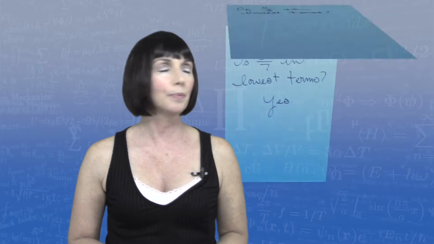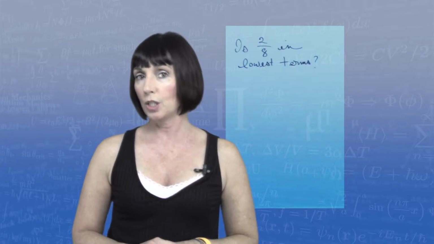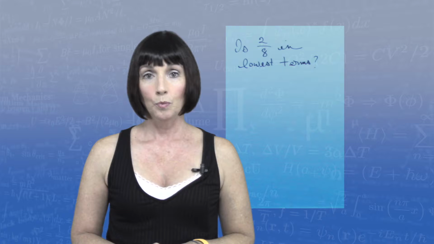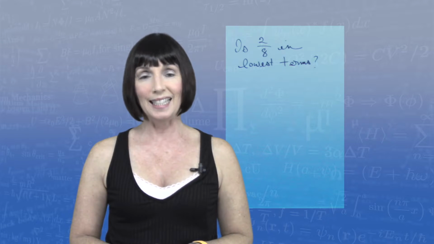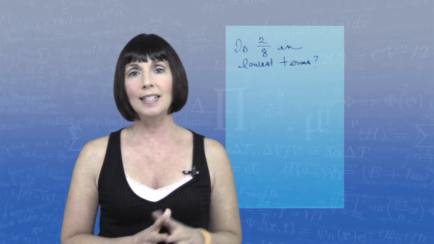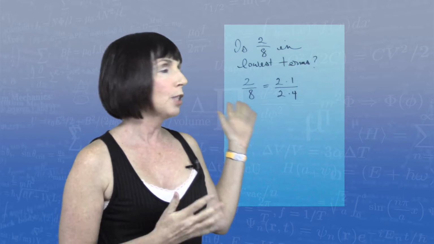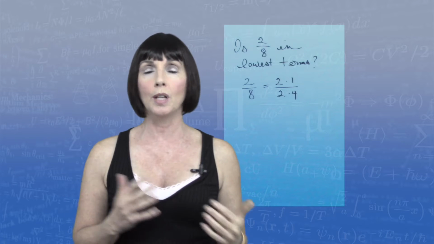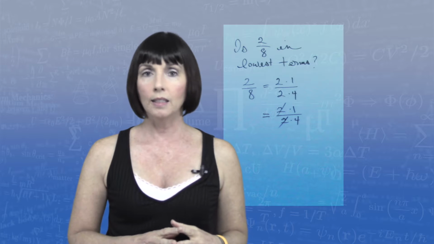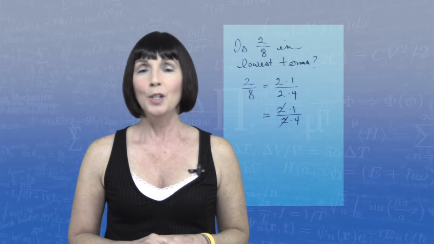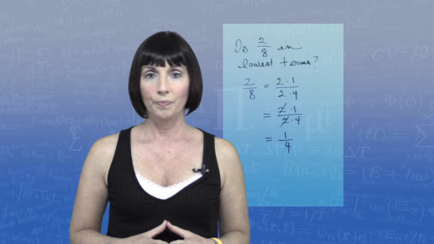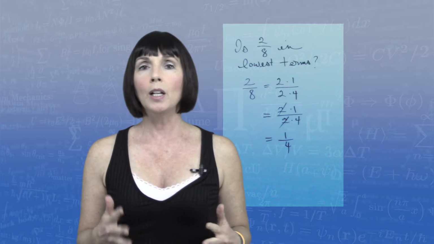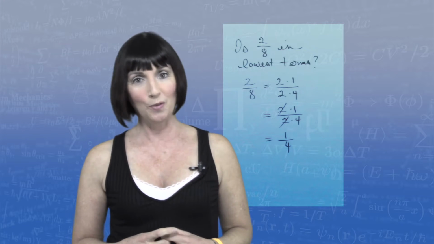Let's look at another example. Is 2 over 8 in lowest terms? Is there a number that divides evenly into both 2 and 8? Well, yes, there is. 2 divides evenly into both 2 and 8. So let's write this out a little bit. 2 is the same as 2 times 1. 8 is the same as 2 times 4. So now we have 2 times 1 over 2 times 4. The 2's cancel out. They actually just become 1. So that leaves us with 1 over 4, which means that 2 over 8 in lowest terms is 1 over 4. You might also say that 2 over 8 reduces to 1 over 4.